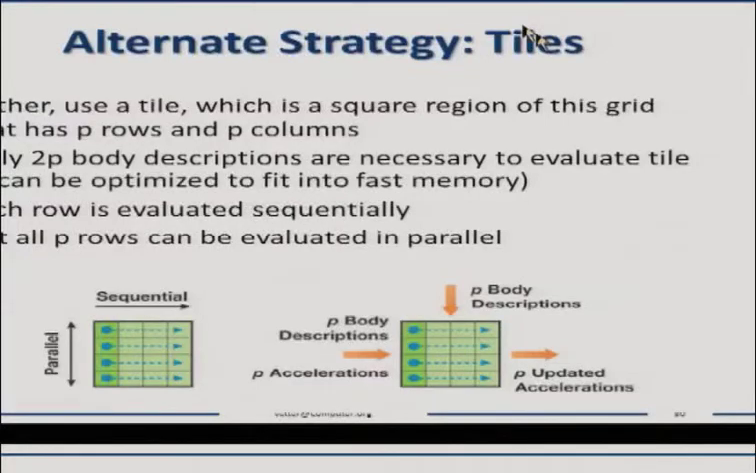So we're going to break this force matrix up into a square region of the grid that has P rows and P columns, where P is the number of particles that you're considering. And then in parallel, you're going to evaluate each one of those particles sequentially and calculate the force on them. And then you're going to be staging in the particles that you're computing against. And so I'll show you code for this in a moment.